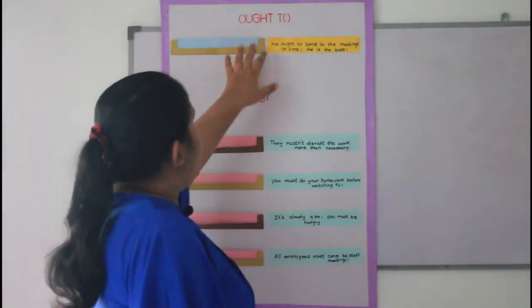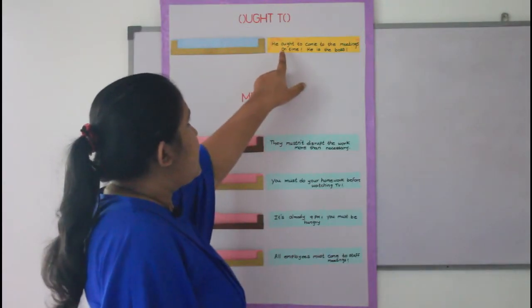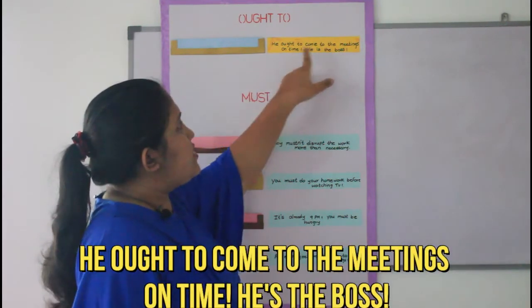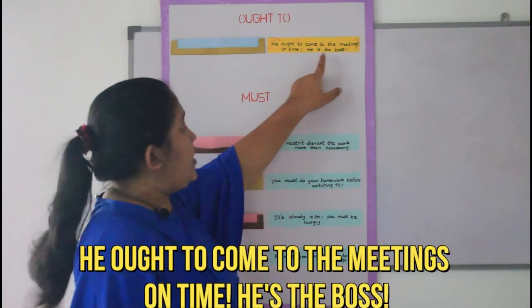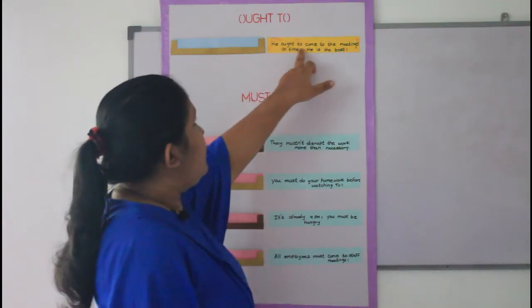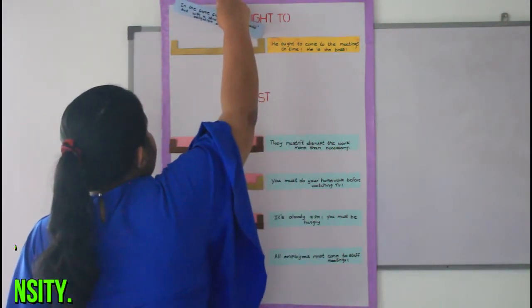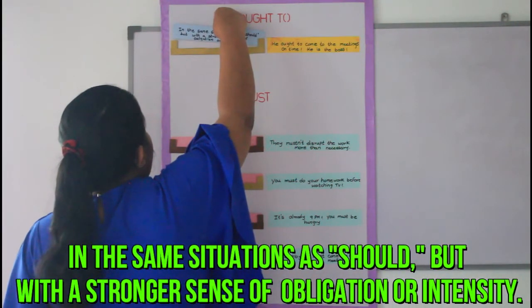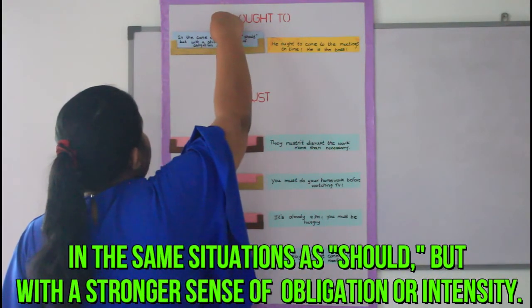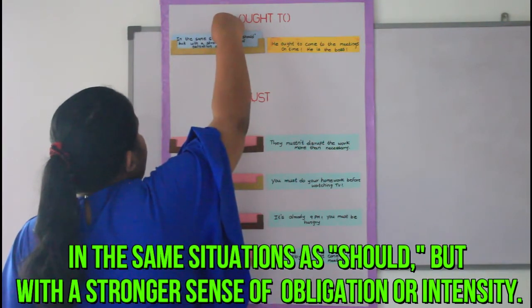Next modal verb, ought to. Look at this sentence. He ought to come to the meetings on time. He is the boss. In this sentence, the modal verb ought to is used in the same situations as should, but with a stronger sense of obligation or intensity.